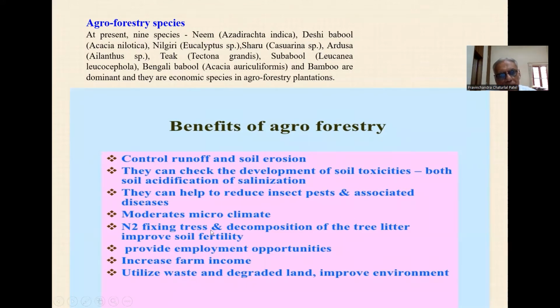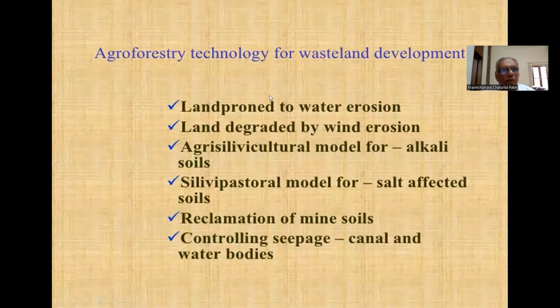So benefits of agroforestry. So it controls runoff and soil erosion. They can check the development of soil toxicity, both soil acidification and salinization. They can help to reduce insect pests and associated diseases, moderate microclimate, nitrogen fixing trees, and decomposition of tree litter improve soil fertility, provide employment opportunity, increase farm income, utilize waste and degraded land, and improve the environment. So agroforestry technology for wasteland development.